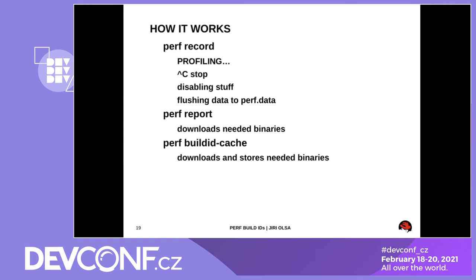We can cut this extra processing totally, but of course it's a trade-off. We still need these binaries, the debug info that the loop was getting, but we need them at the time when we are reporting. So we added support to download those binaries to perf report and perf buildid-cache. When going through the data, both applications can download and store the needed binaries to the debug cache.